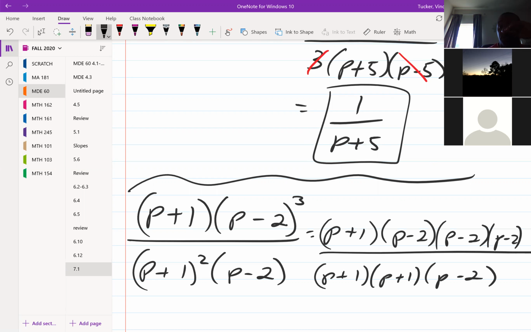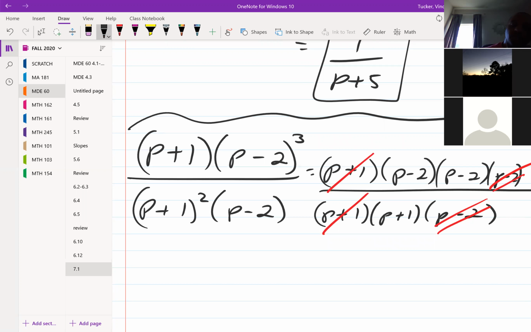So this is what's actually going on. You have 1 p plus 1 up top and 3 p minus 2s up top. And on bottom, you have 2 p plus 1s and 1 p minus 2. So you can leave it in factored form moving forward. I was just doing this to make sure we got a visual as to what is canceling out and why. So you would cancel out one of the p plus 1s, and that leaves you with 1 left on bottom. Then you will cancel out one of the p minus 2s, and that will leave you with 2 p minus 2s up top.